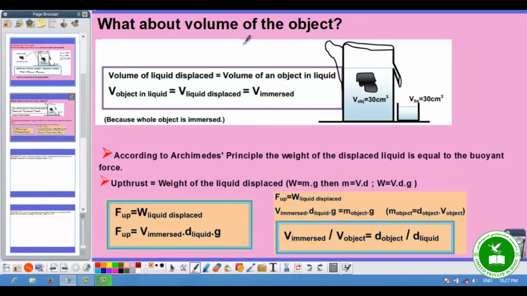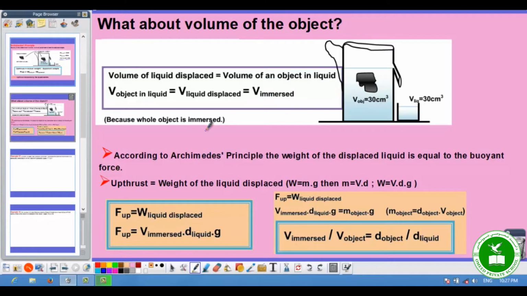What about the volume of the object? What does Archimedes say about the volume of the object? Archimedes says that the volume of this object is equal to the volume of displaced liquid. This is another important point related to Archimedes principle. The volume of the object in liquid is equal to the volume of displaced liquid, equal to the immersed volume.